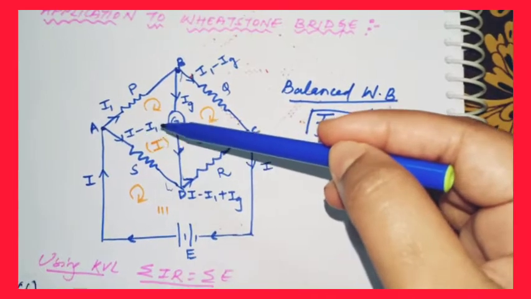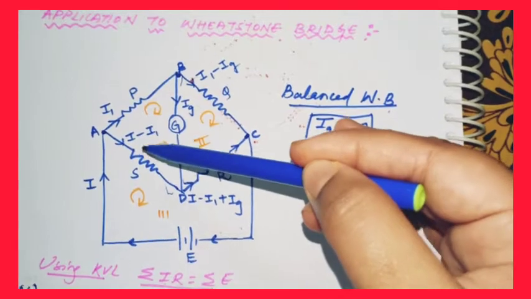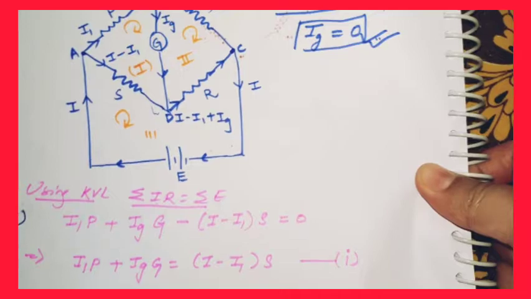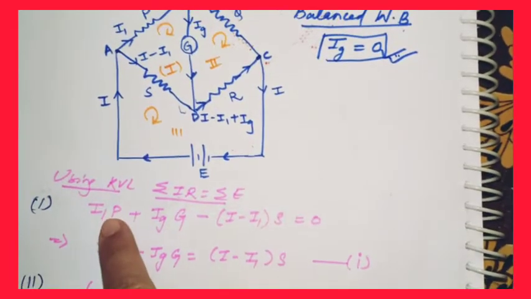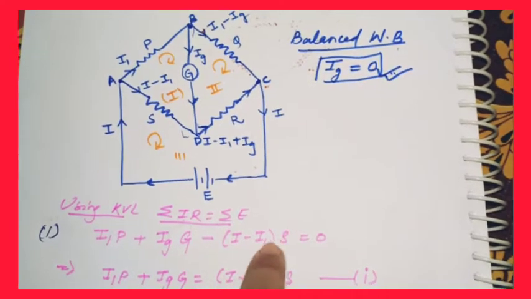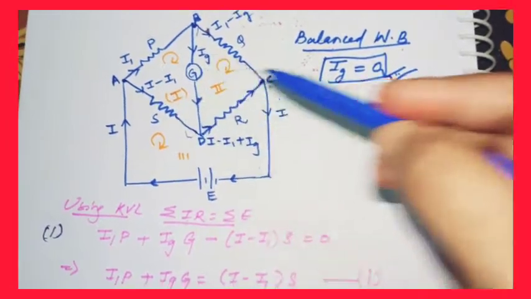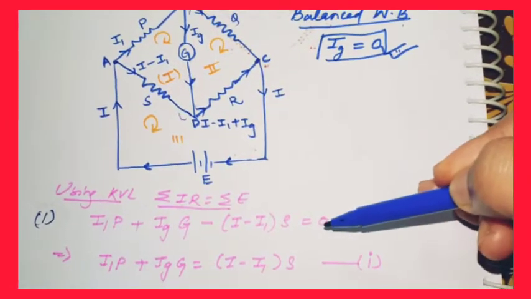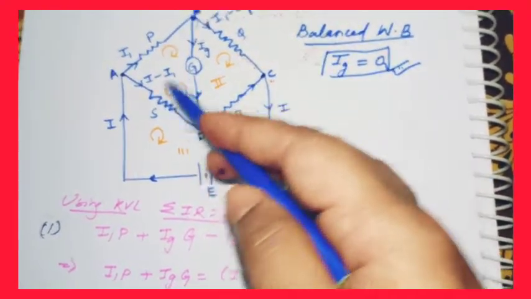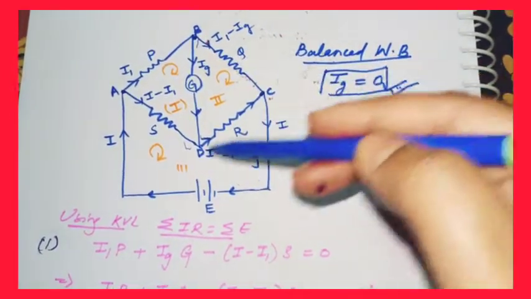But the (I minus I1)S product will be negative because the direction which I have taken and the current direction are opposite. So this equation 1 will be given as I1P positive, IgG positive, but (I minus I1)S negative. And since there is no cell connected to this loop, the total EMF in this loop will be 0. So I have put a 0 because there is no cell or battery connected to the first loop.